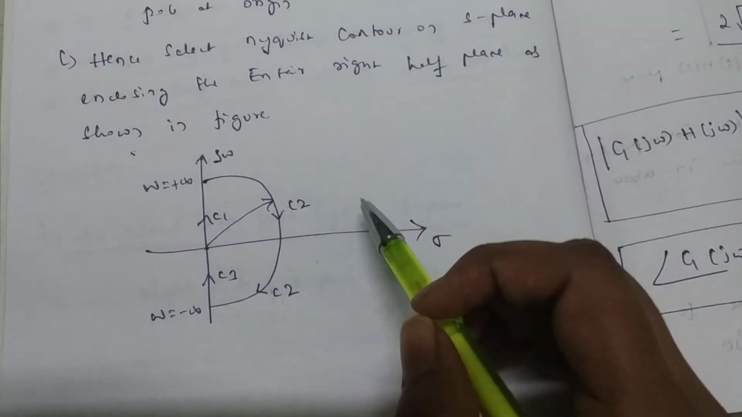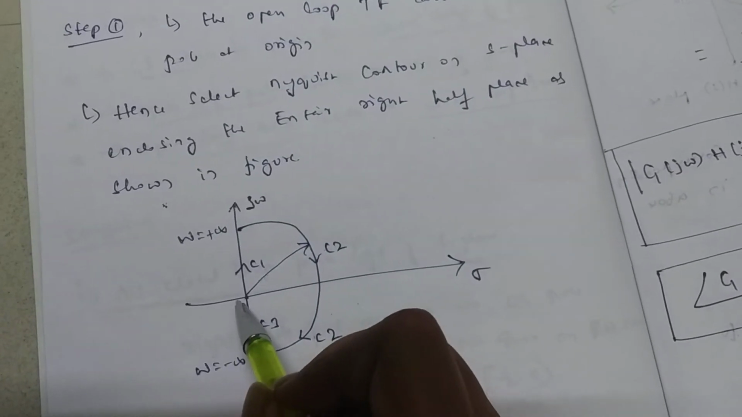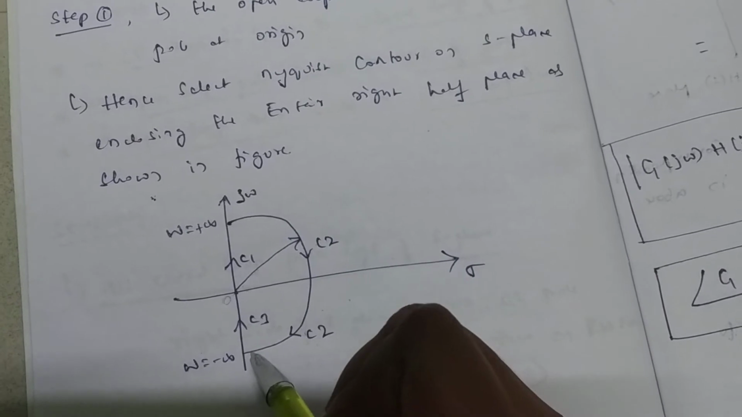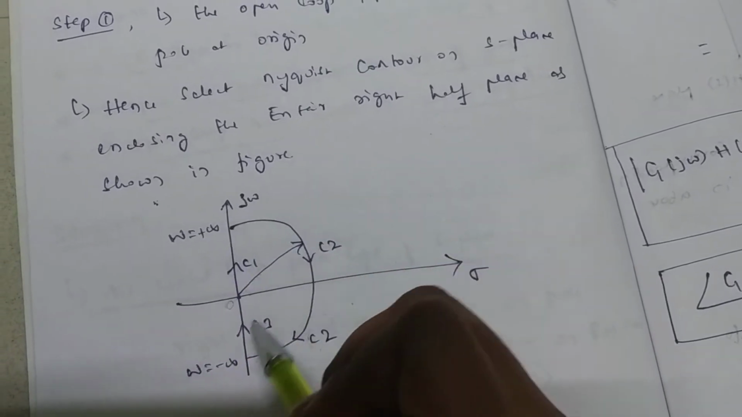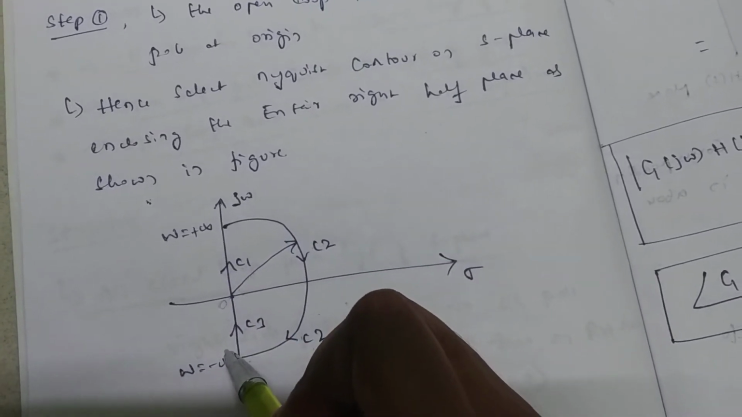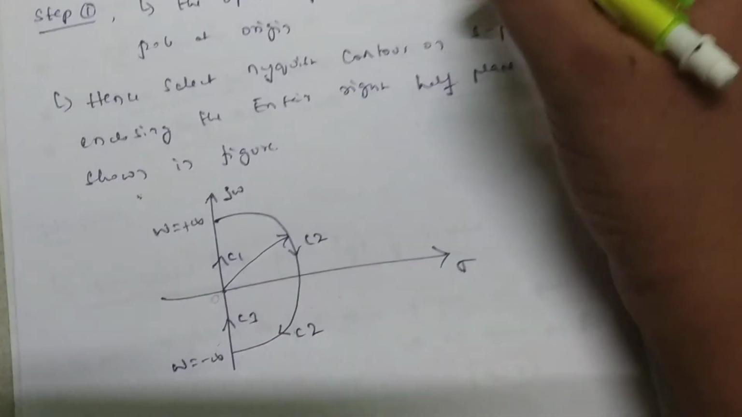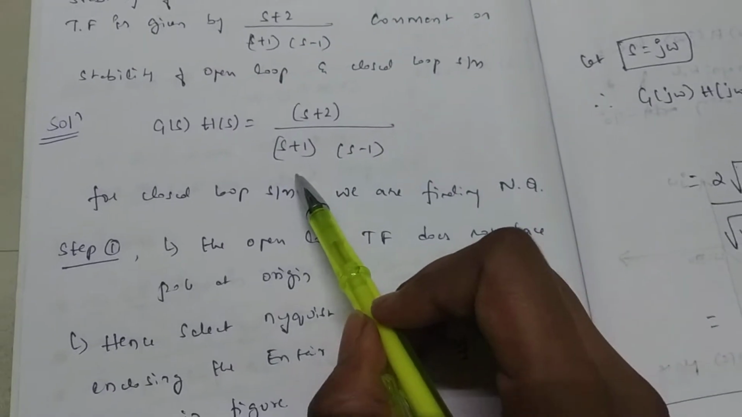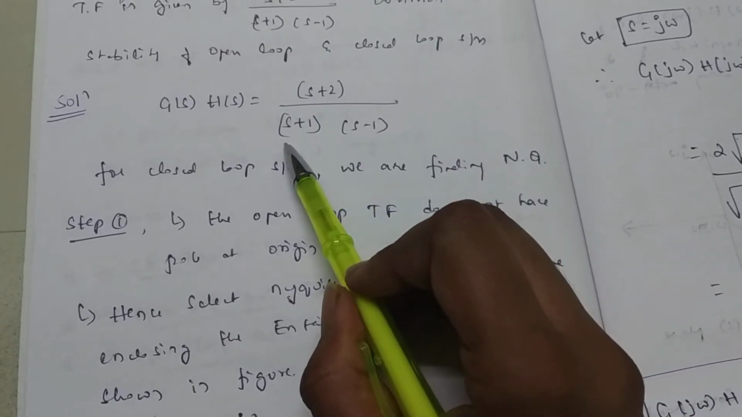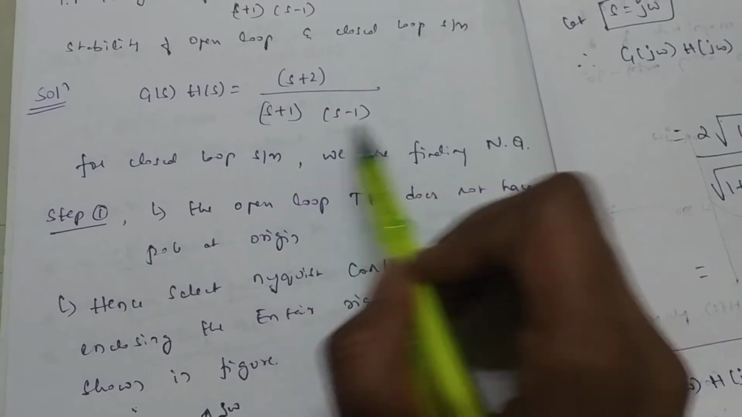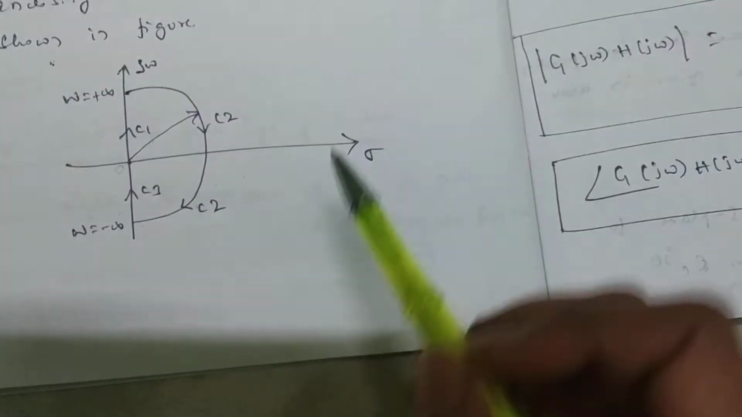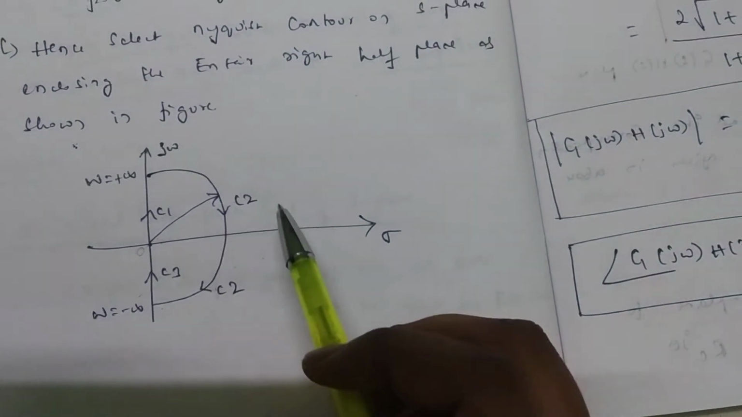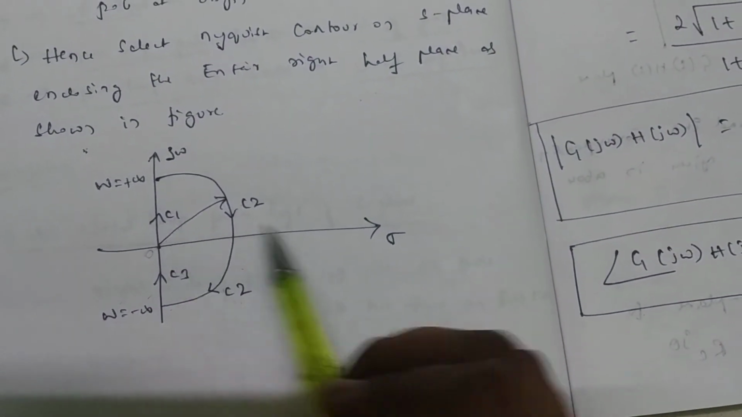Starting from 0, going to the infinity value. See here, by seeing the poles in the question, s equal to plus 1, s equal to minus 1 and s equal to plus 1, we are placing the sections here, that is C1, C2 and C3. Now we have to map the sections individually.